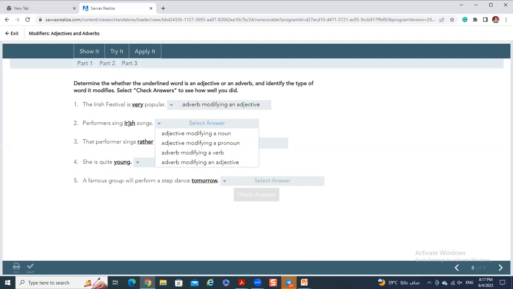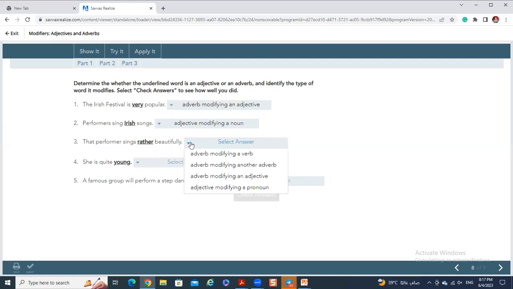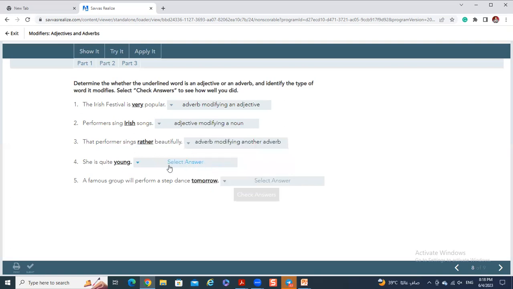Streamer Adam. Irish. It's an adjective or adverb? Adjective. Perfect. Does it modify a noun or a pronoun? Noun. Perfect. Irish songs. It modifies the noun. Thank you. Now, Engineer Taha. Rather beautifully. Rather here, it's an adverb or adjective? Take care, you have two adverbs. An adverb modifying another adverb. Perfect. Rather modifies beautifully, and beautifully modifies the verb sings.